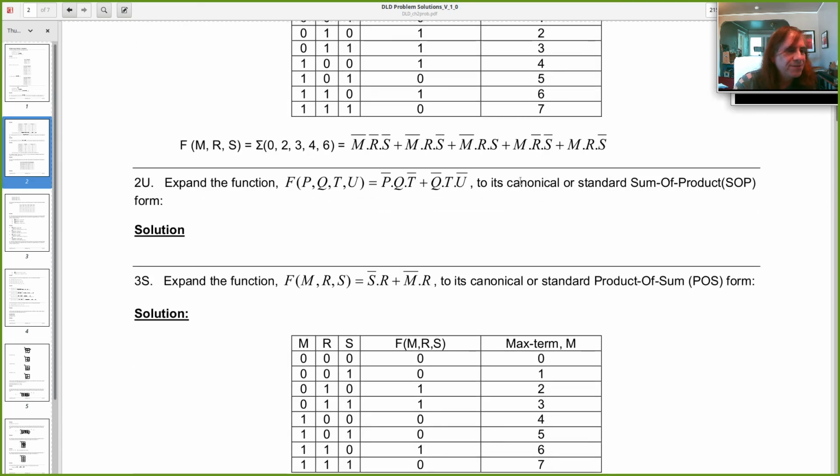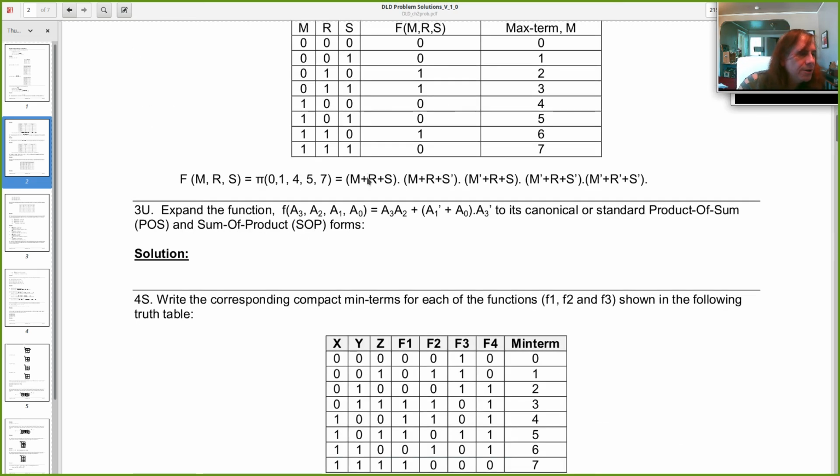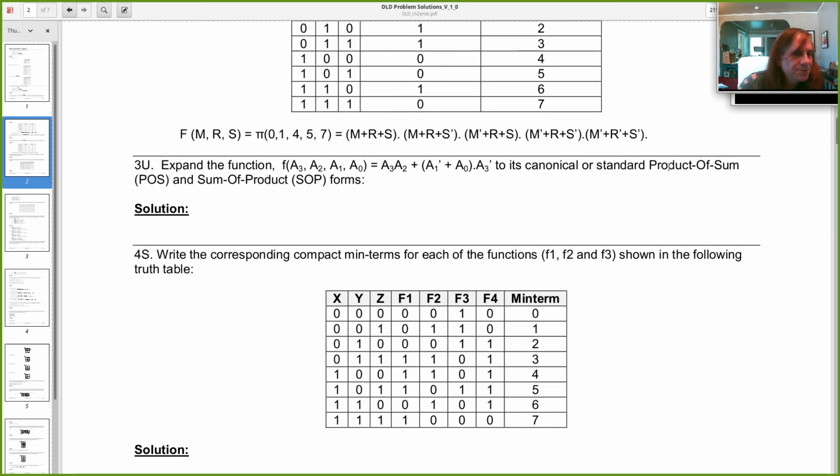Question 2, expand this function to its canonical or standard sum of products form. Easiest way to do this, turn this into a truth table and then write the sum of products from the truth table. Question 3, expand this function to its canonical product of sums and sum of products. Again, 4 variables, write out the truth table. So going from an equation to a truth table, basically you've got 16 combinations of inputs for each of those.